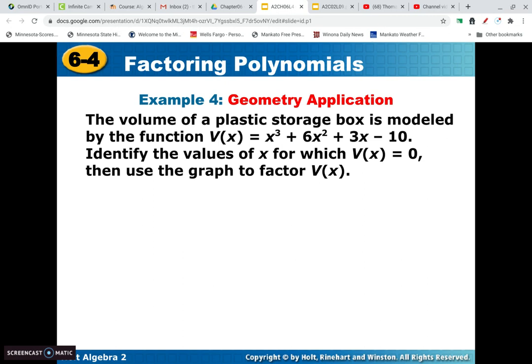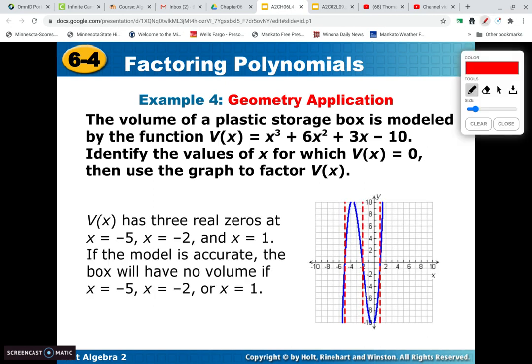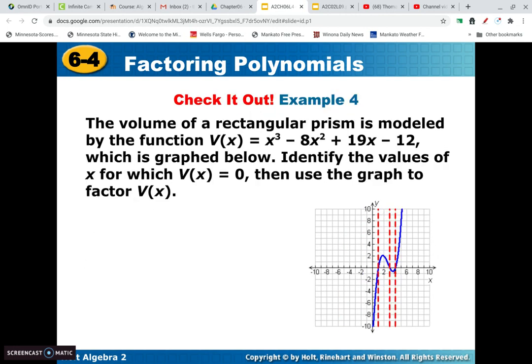All right, and then the last thing we have here is to identify the values which make the function 0. So again, whenever we graph it, a good tool to use is where it crosses the x-axis. So we can see here it's at -5, -2, and 1. Those are the actual values there. Those are the zeros. So by graphing it, it makes life really easy for us.